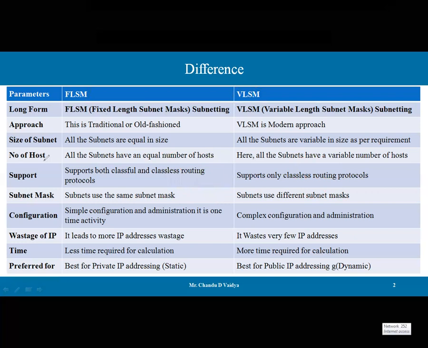And let's say the number of hosts. In fixed length subnet masking, all the subnets have an equal number of hosts. Let's say if I have 128 in the first, the second will be again 128. If I have 64, then again 64, 4 times. But here it can be 128, 64, 32, 16, 4, etc.